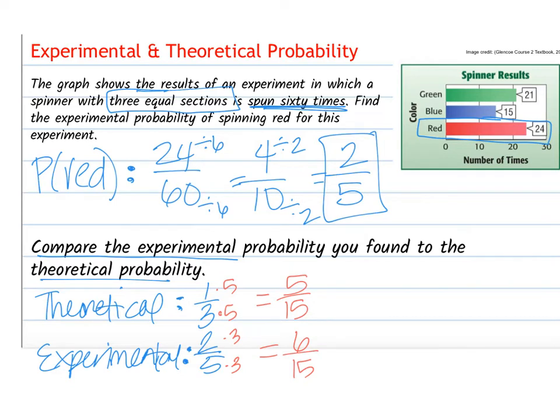And the more that we spin the spinner, like if we were to spin it 1,000 times or 2,000 times, the closer and closer that our theoretical and experimental probability are actually going to be.